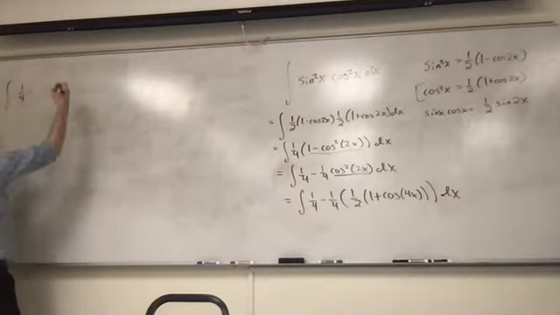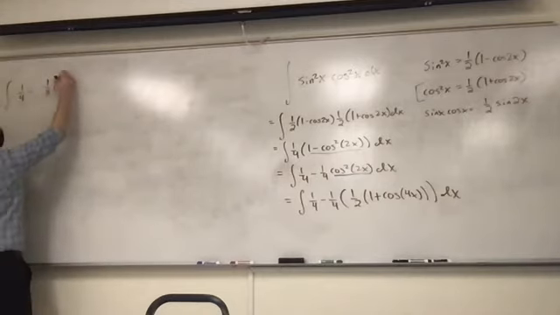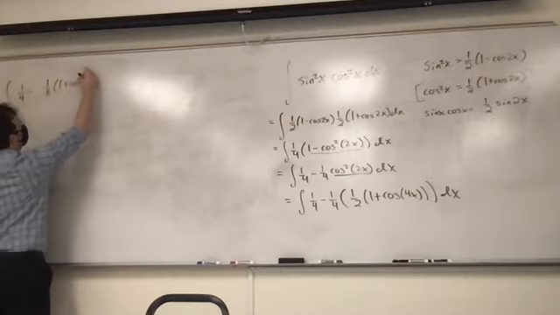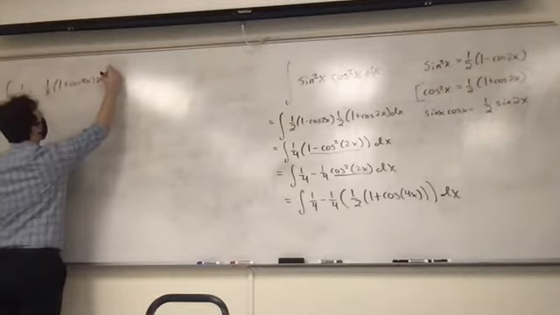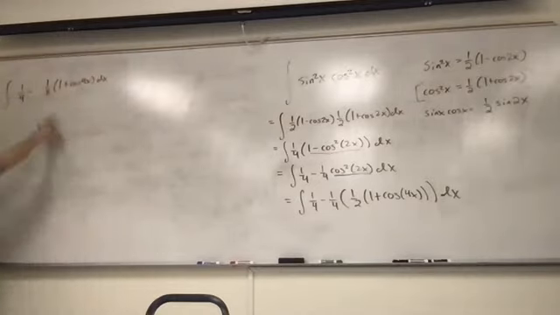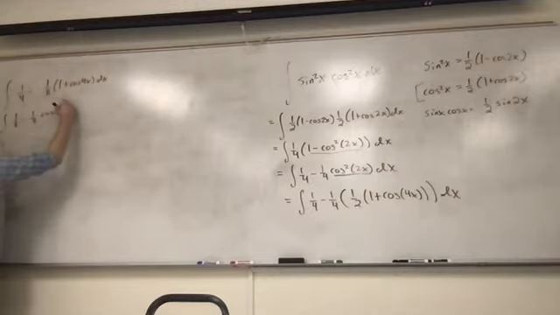Then there's the 1/8. 1 plus cosine of 4x. And then we can multiply this out. And this gives us an 1/8. Combine that with a 1/4 to get an 1/8 minus 1/8 cosine of 4x dx.